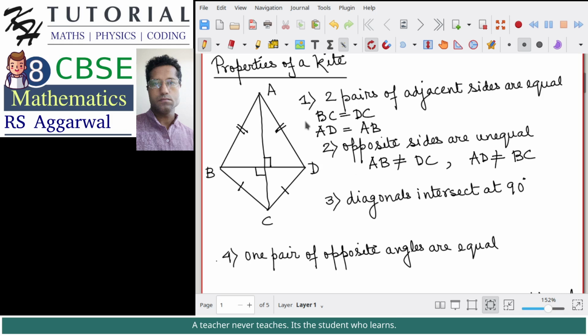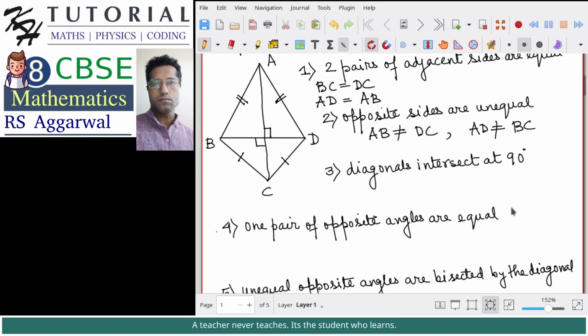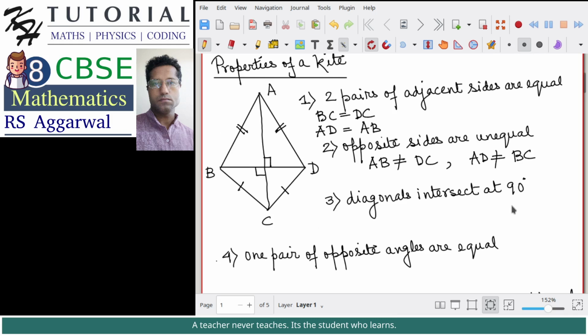The fourth property is that one pair of opposite angles are equal. One pair of opposite angles of the kite are equal. We know the pairs of opposite angles are A and C, and B and D. So how will you know that?